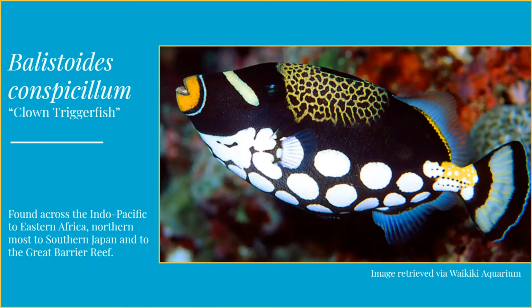This is Balistoides conspicillum, or the clown triggerfish. I don't think they're particularly funny looking, but sure, I guess a clown could dress in black, white, and yellow. They can be found again across the Indo-Pacific to the coast of Africa, reaching as far north as southern Japan and as far south as the Great Barrier Reef.